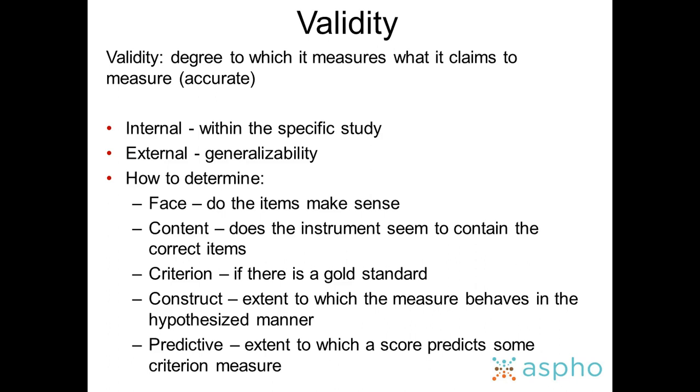Construct validity is when there is no gold standard. So if there's no gold standard, how do you figure out whether your quality of life measure actually works? The way that we do it is something called construct validation. So I make hypotheses about how I think my instrument should work. So I might say, for example, I think quality of life should be worse in hospitalized kids compared to healthy kids. I think quality of life should be worse in kids who are blind compared to kids who aren't blind. And then you test your hypotheses. And if your hypotheses pan out, then this supports construct validity. Predictive validity is just the extent to which a score predicts some criterion measure.